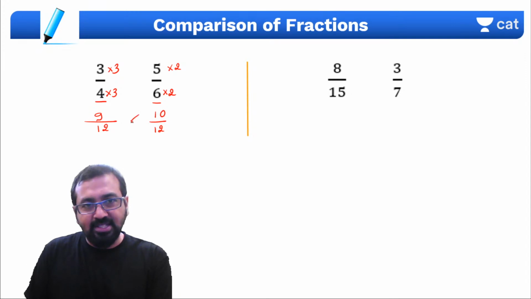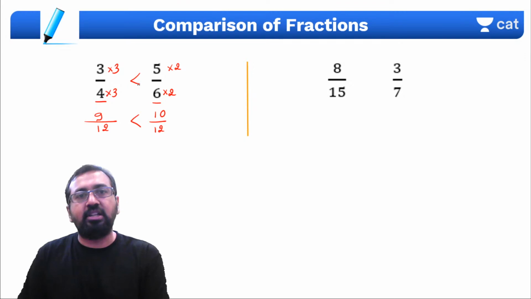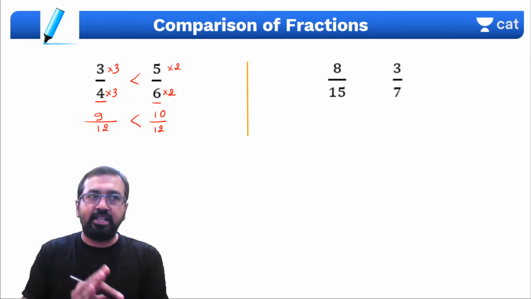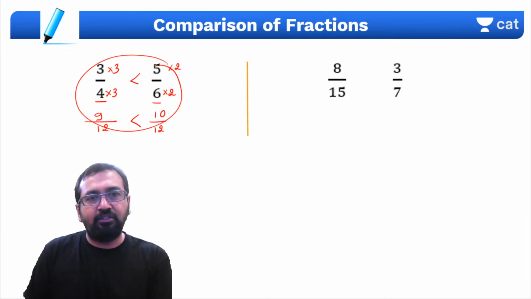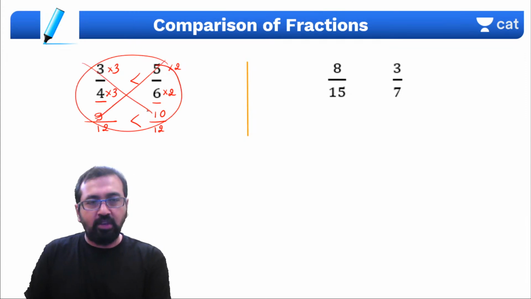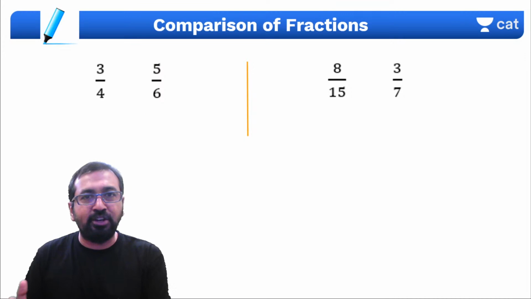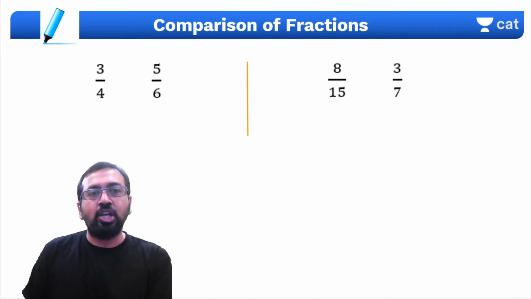So definitely this numerator is greater, and we can say the rightmost fraction is greater than the left side fraction. But this is the school method. We are not going to use this. We don't have this much time. We are going to appear for CAT, remember that. So what is the shortcut?